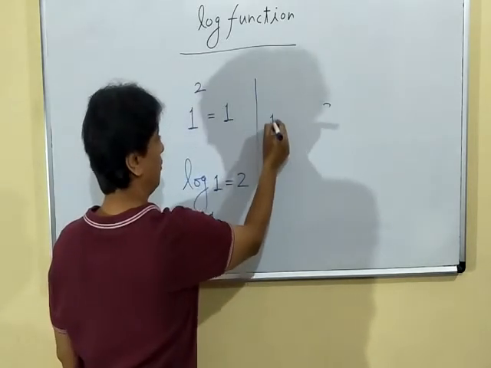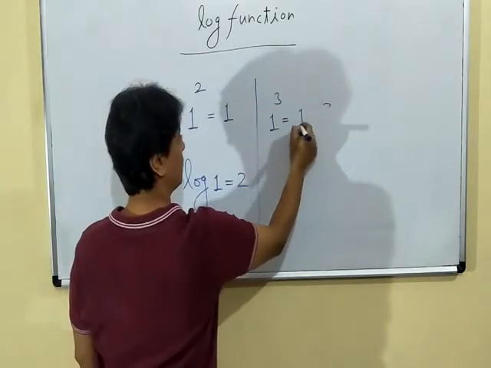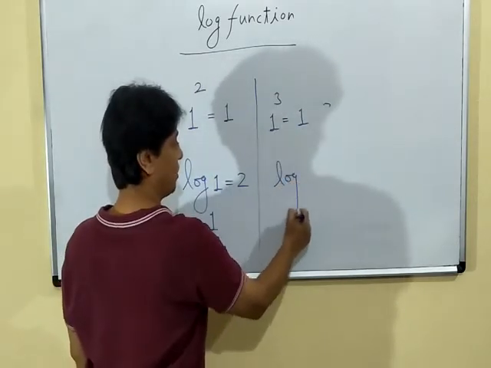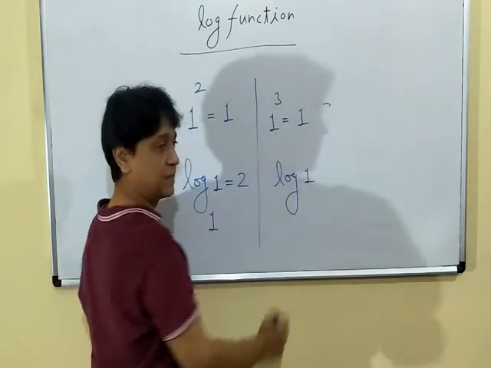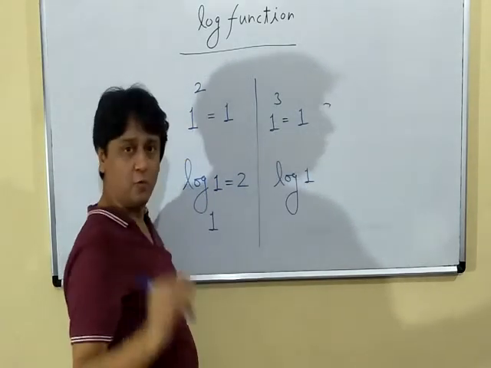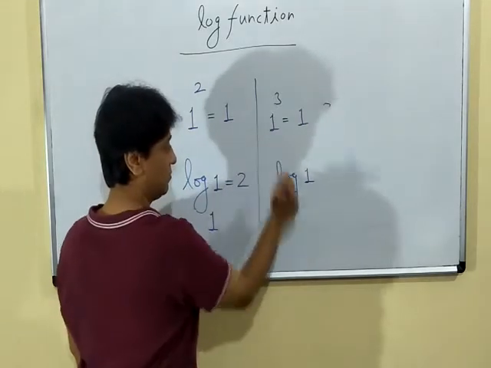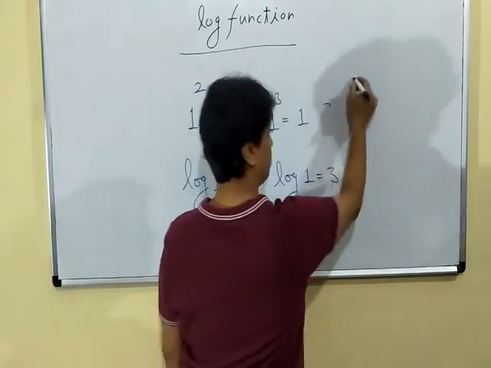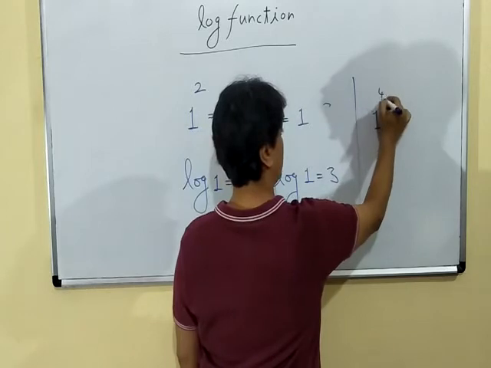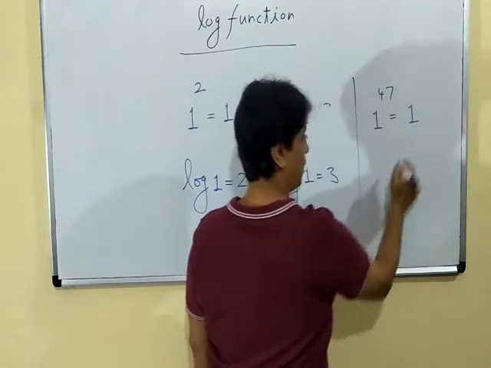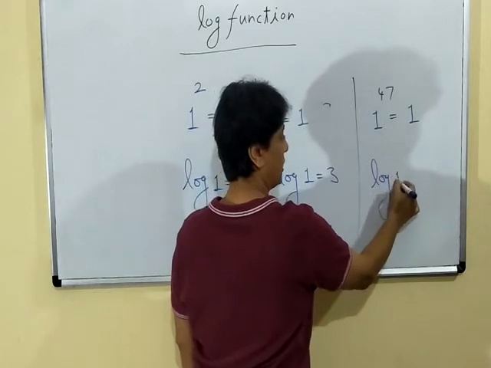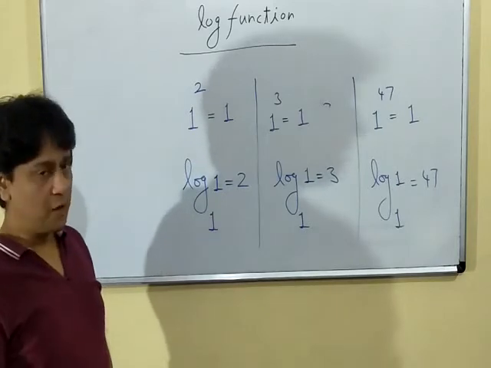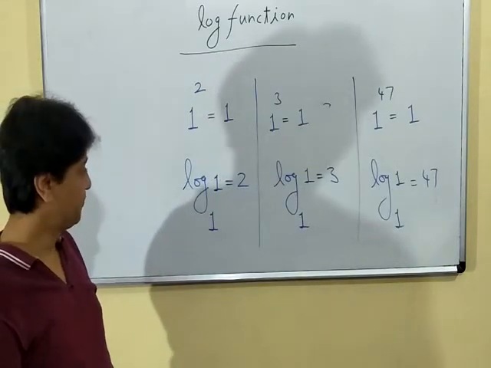Again, what is 1 cube? 1. Cube of 1, that is also 1. Let's write down this thing in terms of log. Log. किसका log? What is base जिस पर पावर रेज किया हुआ है? And what's the value? 3. Let's take another value. 1 to the power 47 is what? 1. What is the log format? Log 1 base 1, it gives you what? 47.